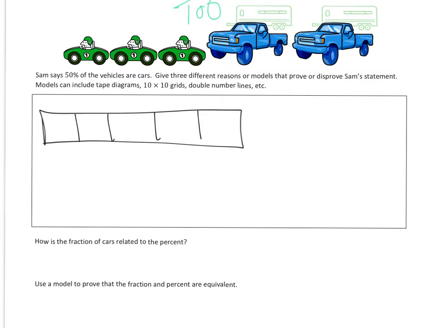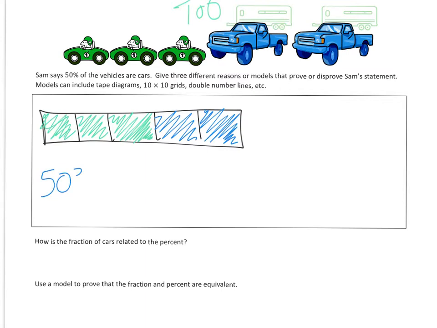Well, how many of these are cars? 1, 2, 3. We'll color that in. And then we have 2 trucks. Now, another way of writing 50%, because like I just said, percent is just a fraction where the denominator is always 100. So 50% is exactly the same as 50 hundredths.